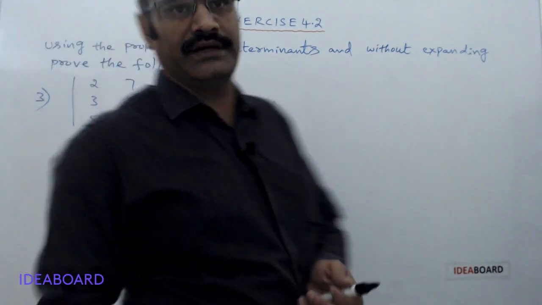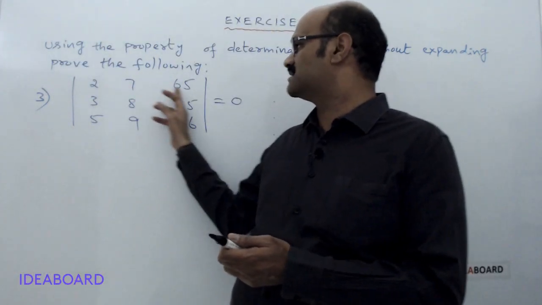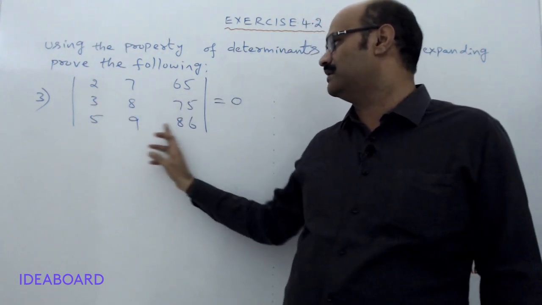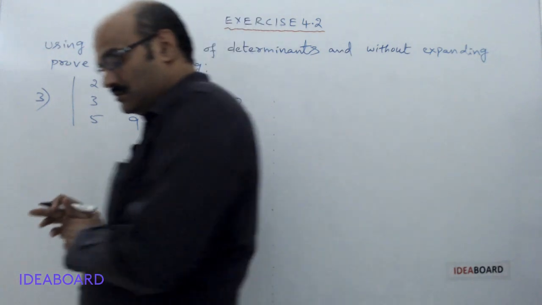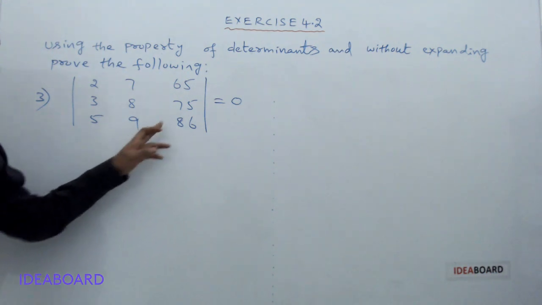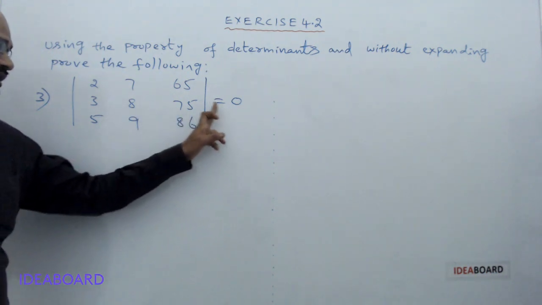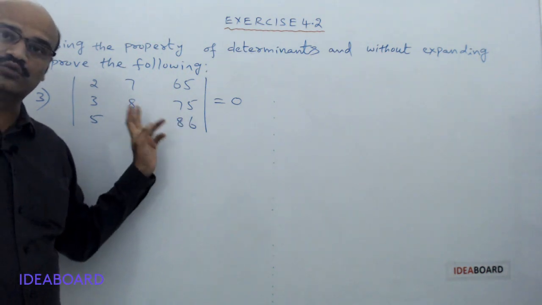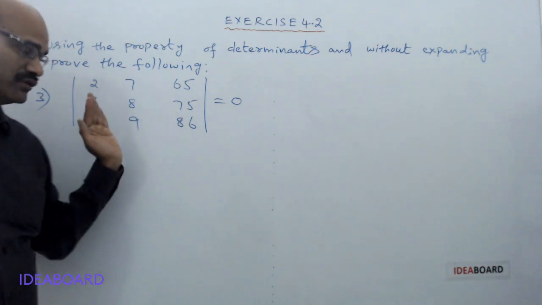Third problem: prove that the determinant of 2, 7, 65; 3, 8, 75; 5, 9, 86 is equal to 0. Now we know that the value of the determinant is equal to 0 when two rows or two columns are identical.